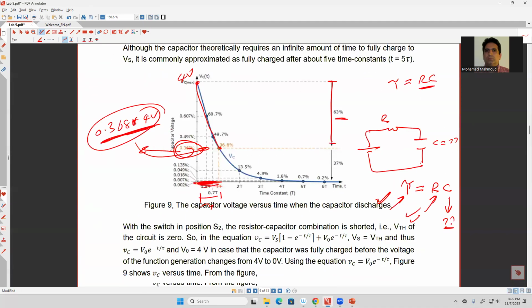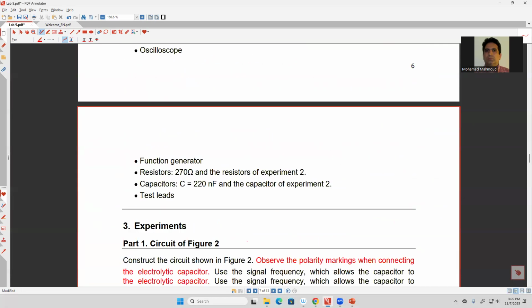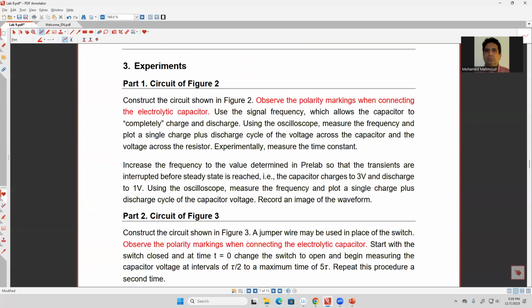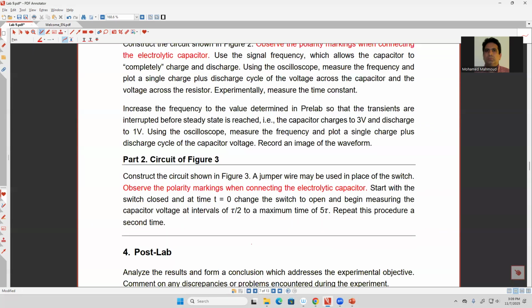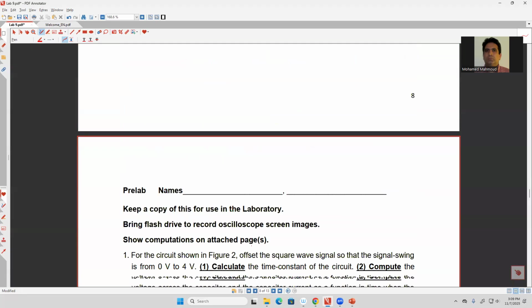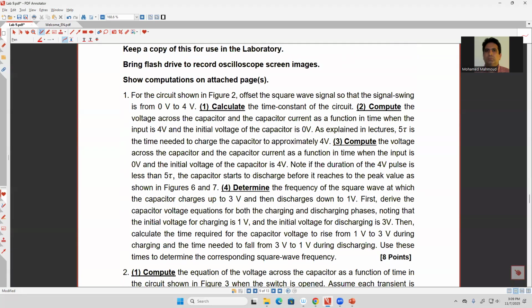Let's go to the pre-lab here for the first part. I want to make sure you understand before I go to the second part. In the pre-lab, number one, you need to calculate the time constant. That's easy, right? But you also have to take into account the internal resistance of the function generator. Number two, I want you to compute the voltage across the capacitor and also the current as a function of time when it charges from 0 volt up to 4 volt. Okay, so here the capacitor is going to start from 0 volt and go all the way until 4 volt.